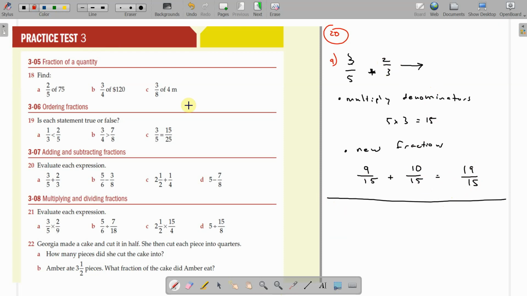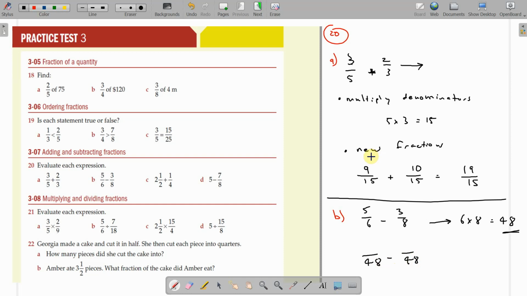Part B. Same process. This time subtracting. 5 over 6 minus 3 over 8. So going by this process here, multiply denominators. 6 times 8 is 48. Multiply denominators. So we've got a new denominator, 48. So that becomes something over 48 minus something else over 48.